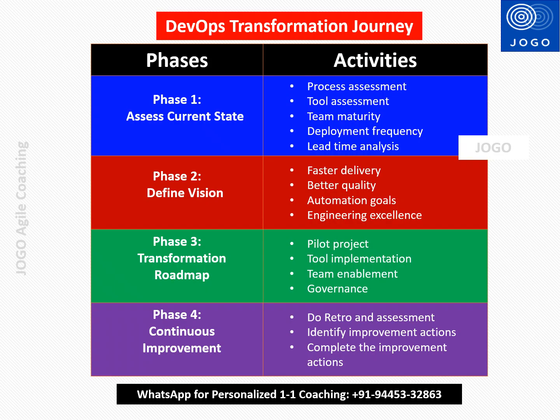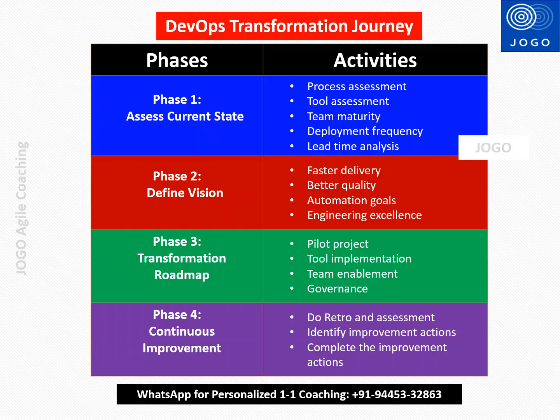There we will define faster delivery, better quality of the product, automation goals in terms of unit testing, system testing, integration testing, and also performance testing, security testing. So we will have the goals for all the automation. Then we will have the engineering excellence, following pair programming and whatever engineering practices are there. So we can do code review, continuous deployment. All those engineering practices we can define as a vision for the end. That would be our end goal. So this is the second phase of the DevOps transformation.